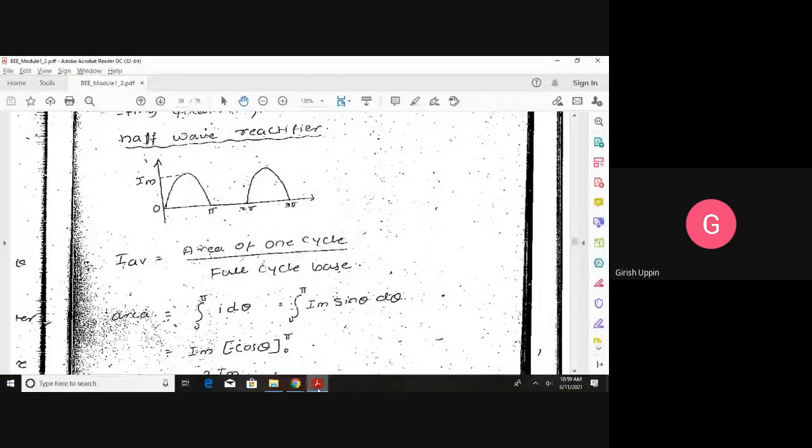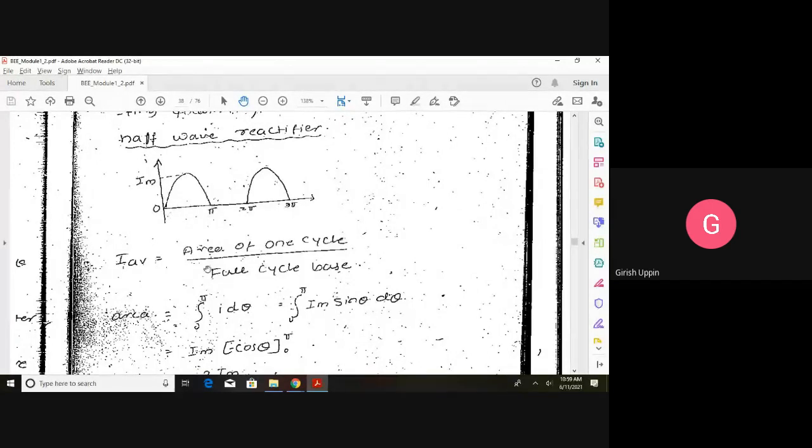Okay, so I told you it is an unsymmetrical waveform. For an unsymmetrical waveform, the average is the area under the curve for one cycle divided by the time period. So the area of one cycle: we will take a small strip here, which has a width of d theta, very similar to what we did in the average value derivation, and the area of that strip is going to be i into d theta, and we are going to integrate that strip from 0 to pi.